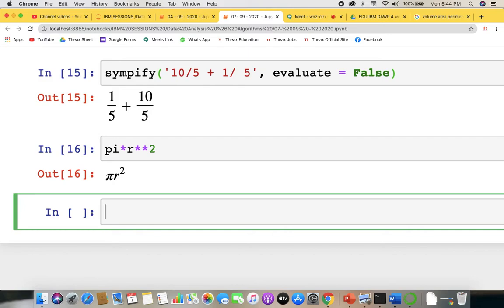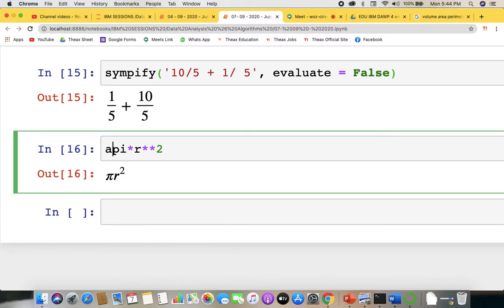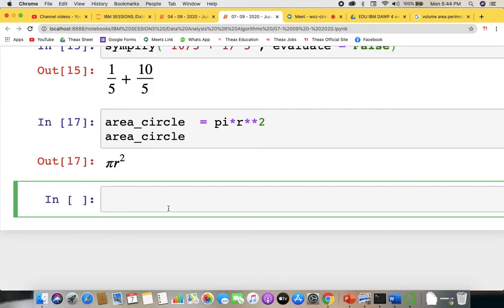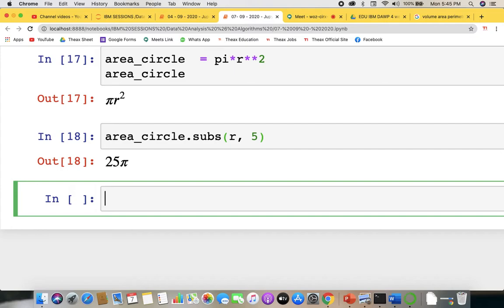If we have this equation pi r square, let's say this is the area of a circle. Now you have two methods, right, to print the things. You can write area underscore of circle dot substitution, and in the place of r you give the value 5, which will be 25 pi, obviously.